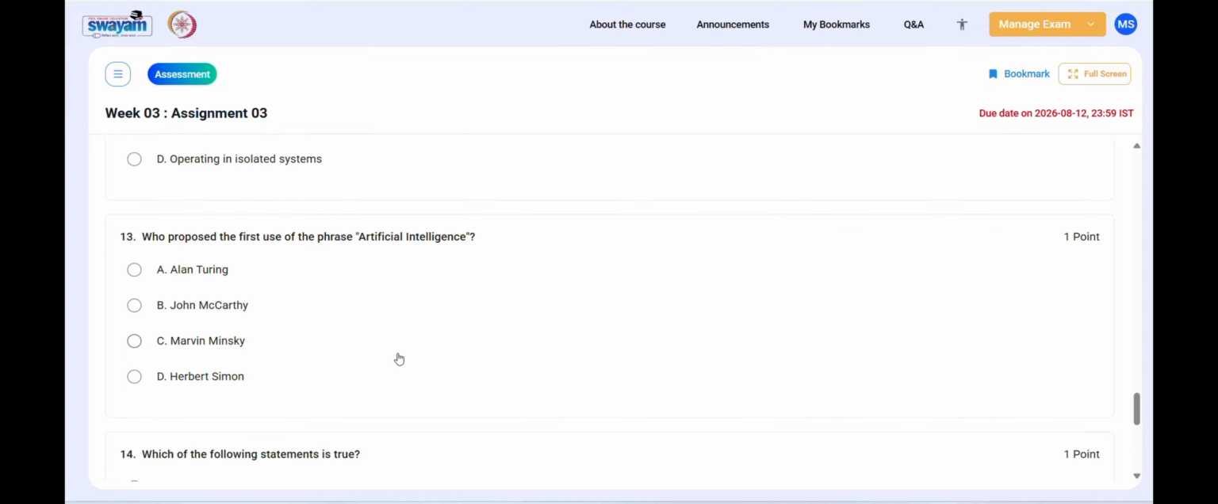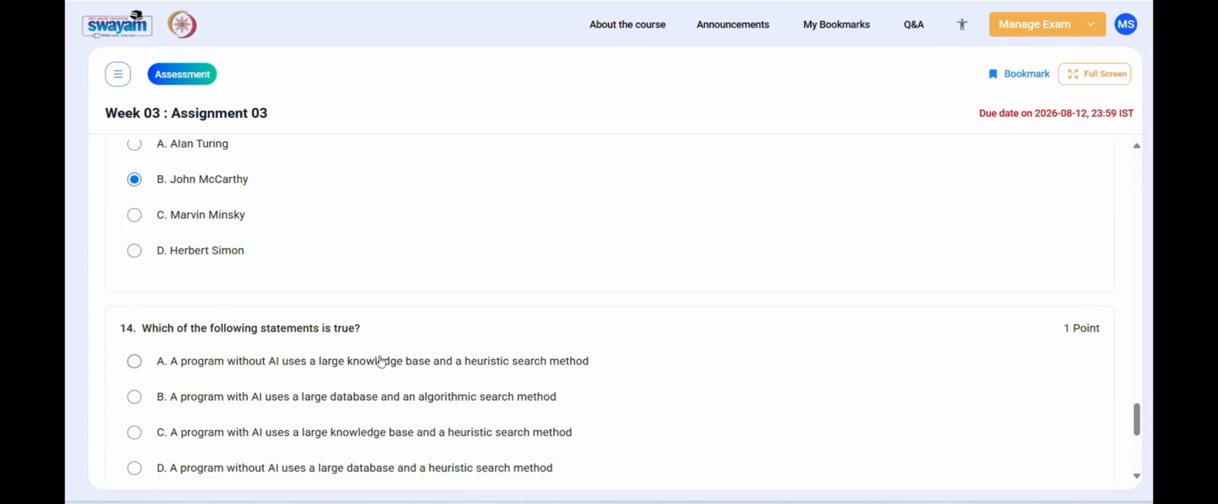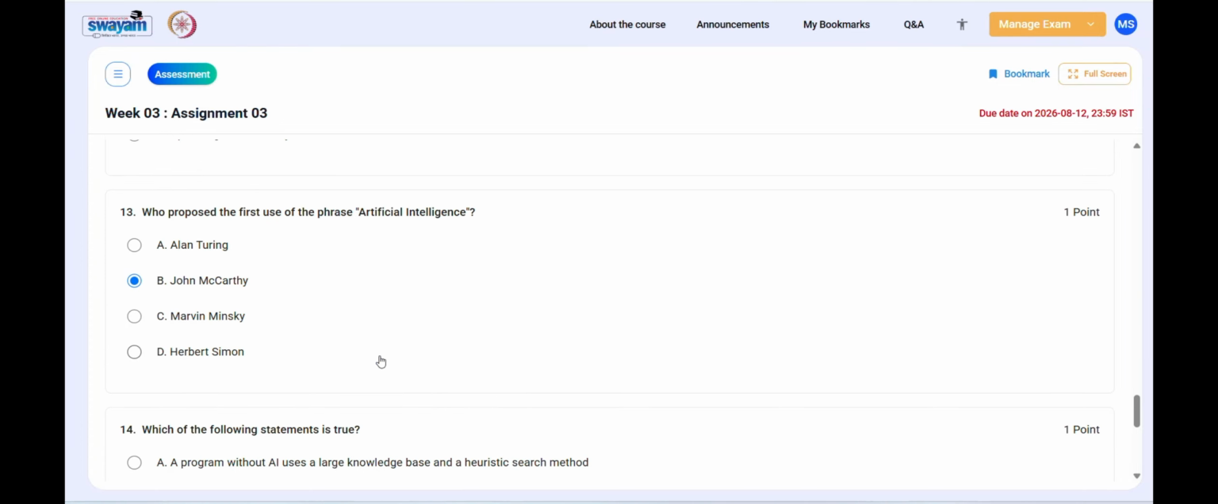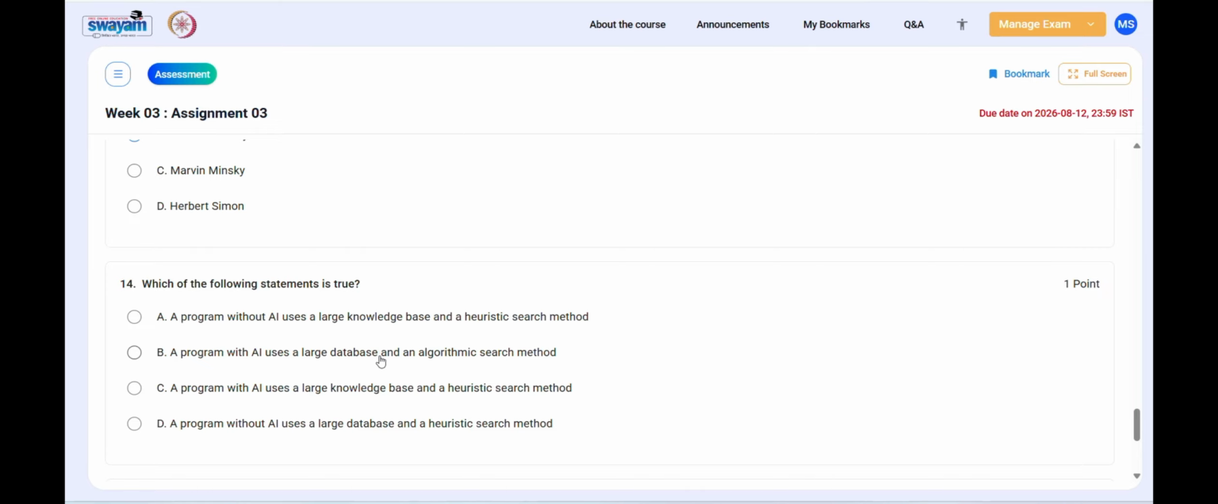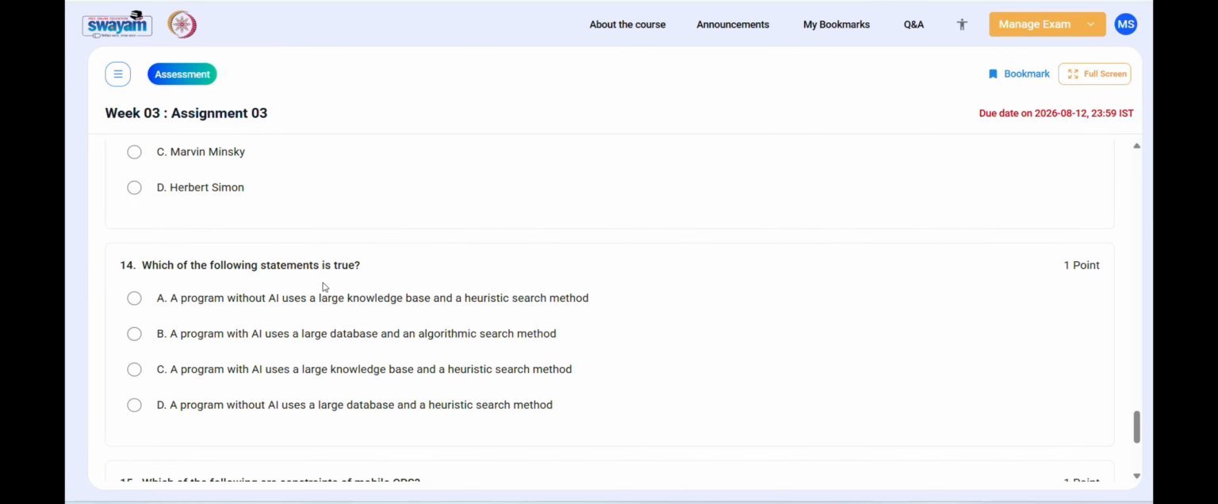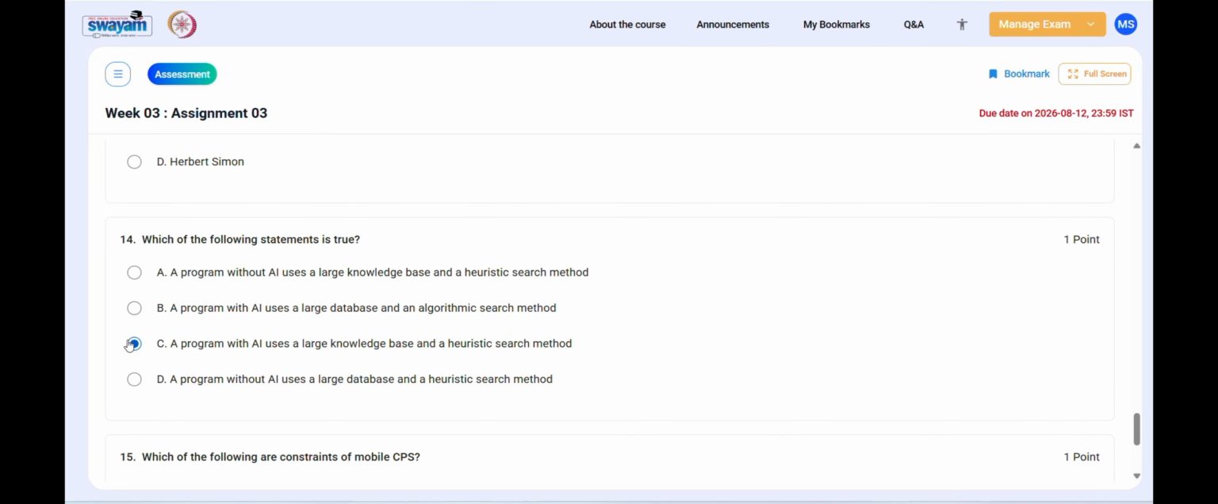Then 13th: who proposed the first use of the phrase artificial intelligence? So John McCarthy is the one who introduced artificial intelligence. Then the 14th question: which of the following statements is true? So option C is correct, because a program with AI uses a large knowledge base and heuristic search methods.